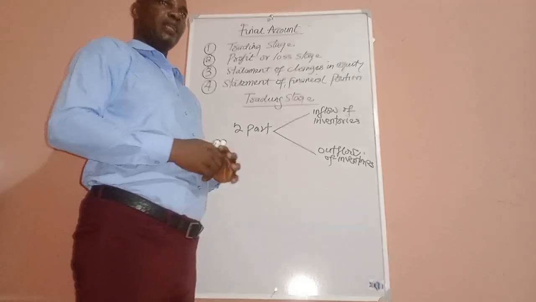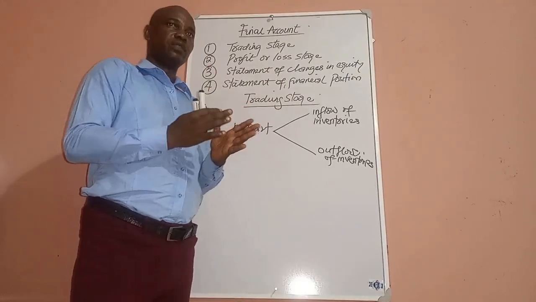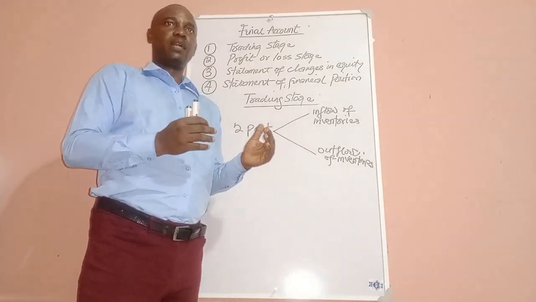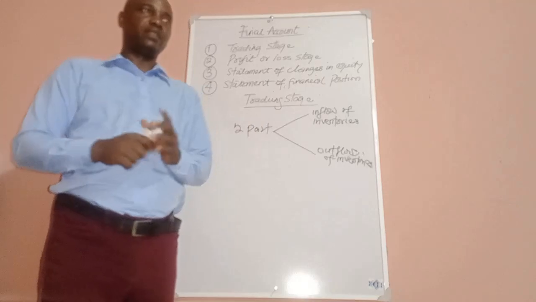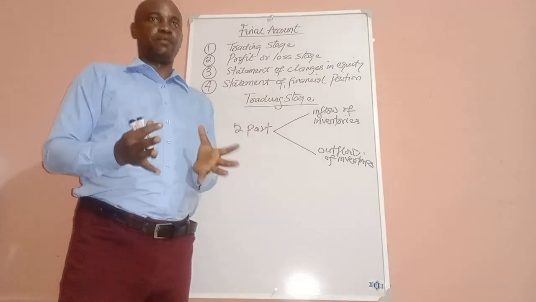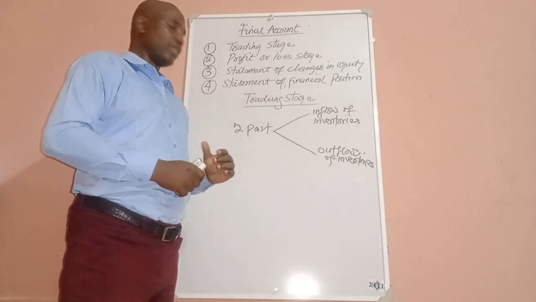Formerly, we normally prepared a T account. In the T account, we put inflow of inventories on the left-hand side, and we put outflow of inventories on the right-hand side. But now we're going to present it in a statement form, according to IFRS. So that is how it flows.